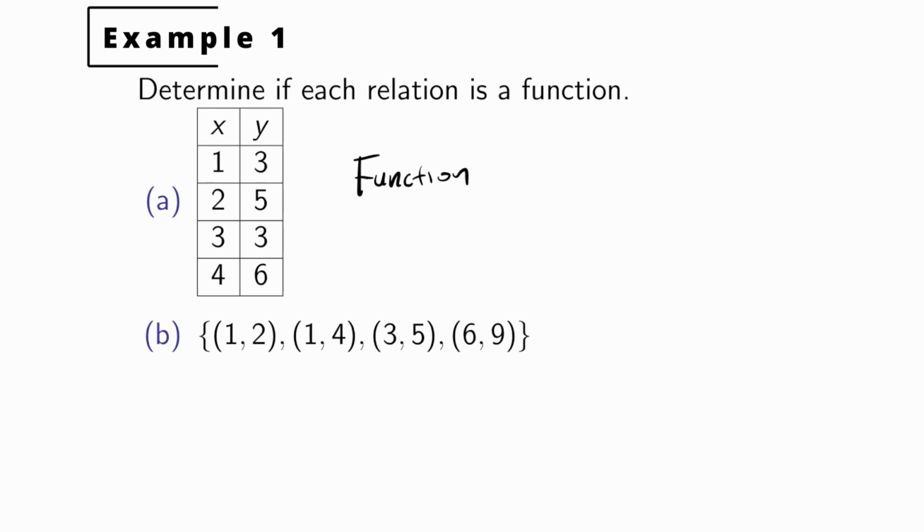Now, if we look at B, we look at the x coordinates for each ordered pair: 1, 1, 3, and 5. Here we see 1 is paired with 2, but 1 is also paired with 4. So this cannot be a function because each x can only have one y assigned to it. To the number 1, both 2 and 4 are assigned. So you have (1, 2) and (1, 4) in there.